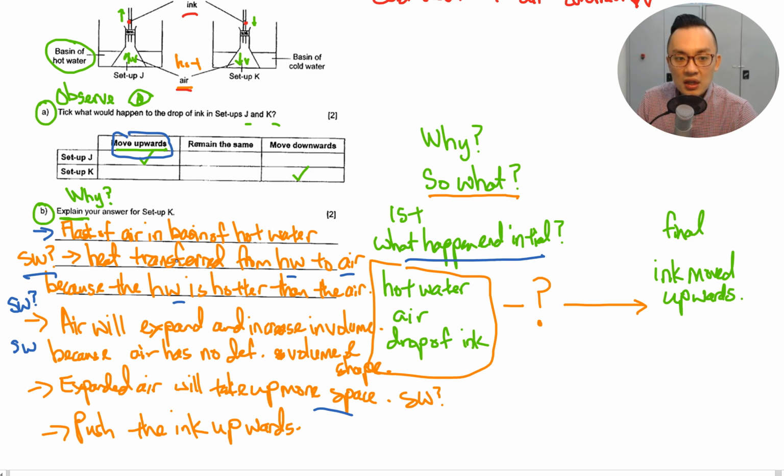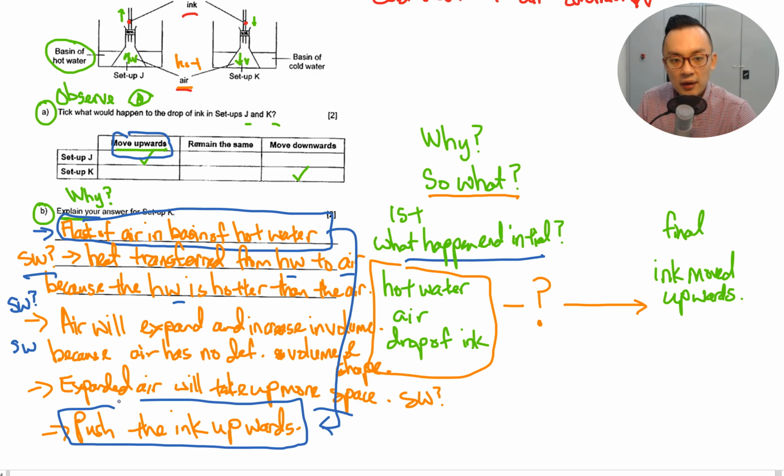And now you have actually linked the initial condition, which is a flask of air in a basin of hot water, to the final condition of pushing the ink upwards, and you have given a scientific explanation of each step that takes place in between the initial and the final state. And that's how you answer a 2-mark explain your answer science question.